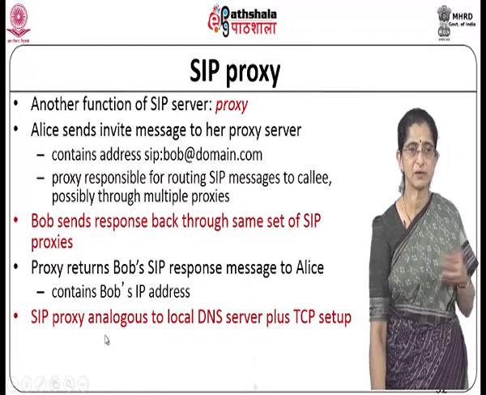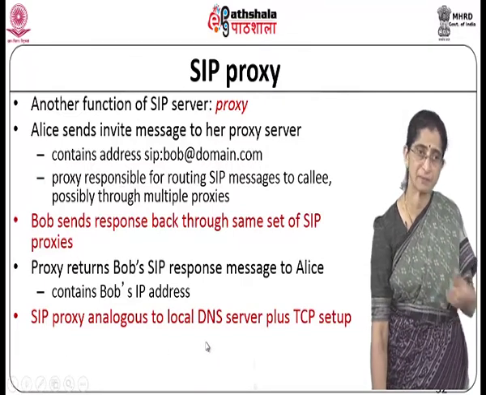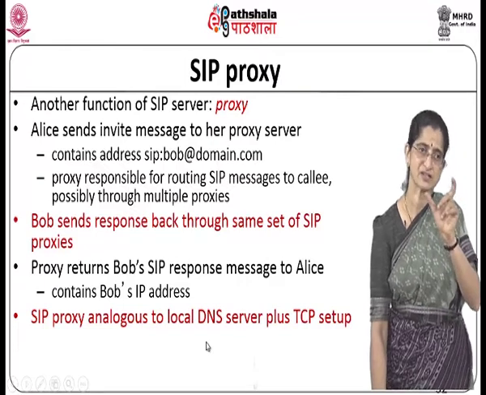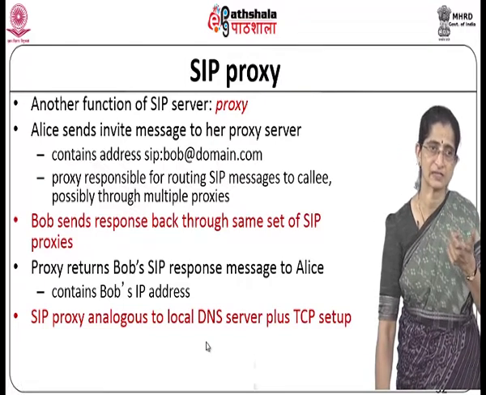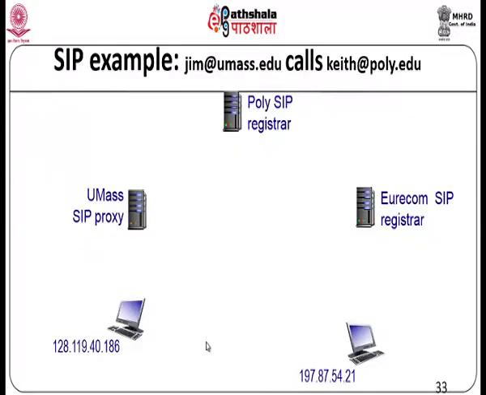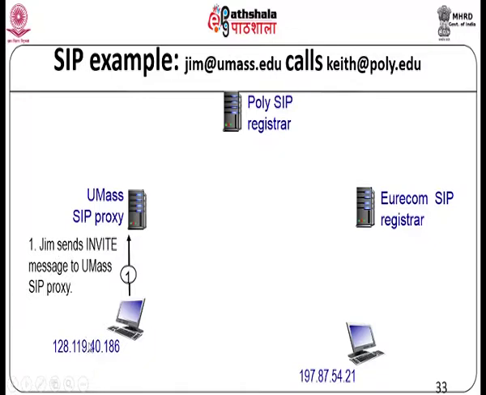The SIP proxy can be thought of as being analogous to the local DNS server plus the TCP setup. Both these actions are combined into one, okay, that you can look at as the function of the SIP proxy server. This is just an example to give you a feel of how exactly a connection will take place. Let's say, for instance, Jim, who is located over here, sends an invite message to the UMass SIP proxy. That is, Jim has to call Keith at poly.edu, and Jim sends that information, so that basically goes as an invite message to the SIP proxy.